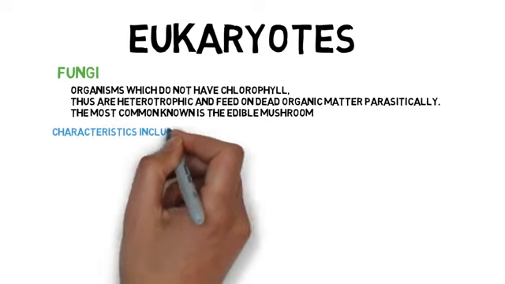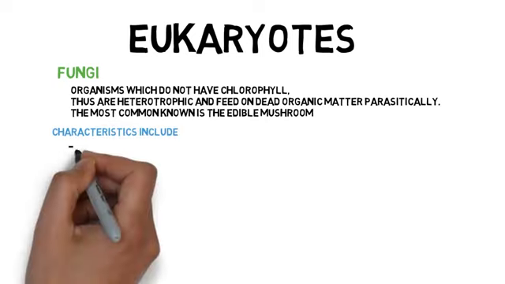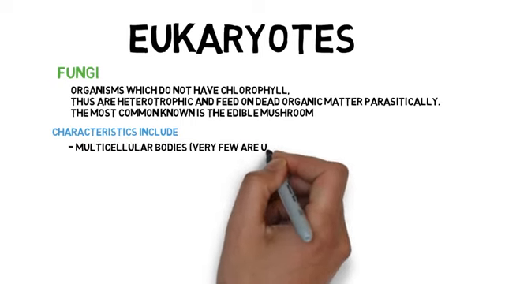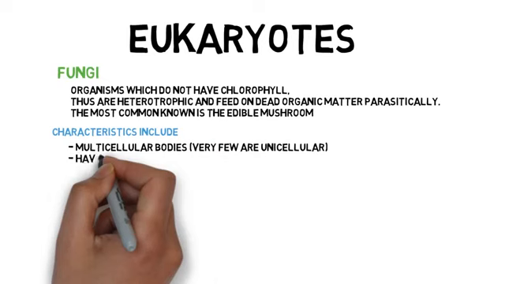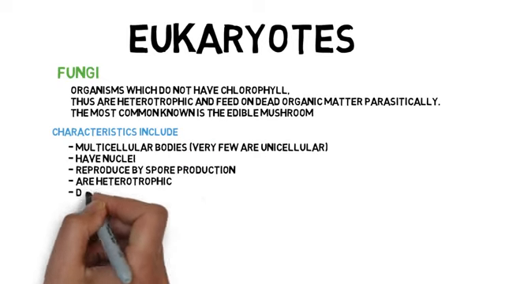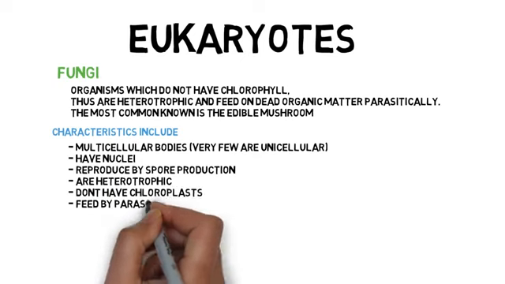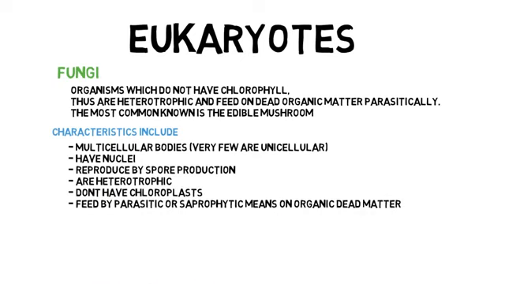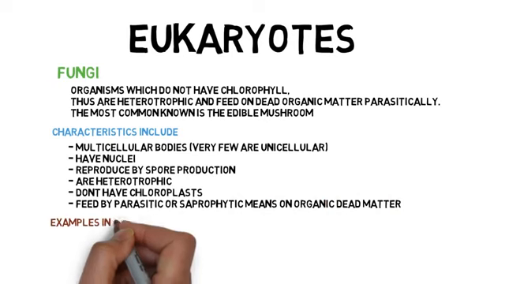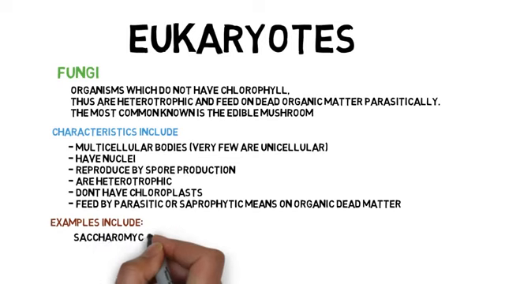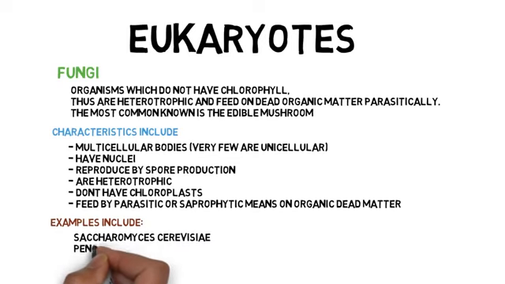Their characteristics include multicellular bodies, very few are unicellular, have nuclei, reproduce by spore production, are heterotrophic, don't have chloroplasts, and feed by parasitic or saprophytic means on organic dead matter. Examples include Saccharomyces cerevisiae, Penicillium, and mushroom.